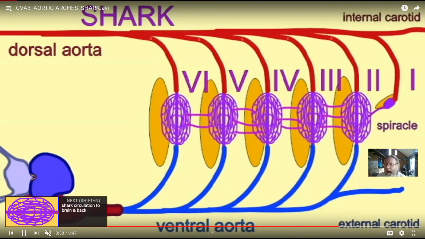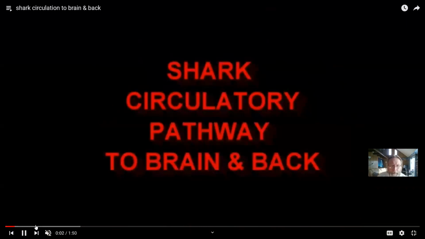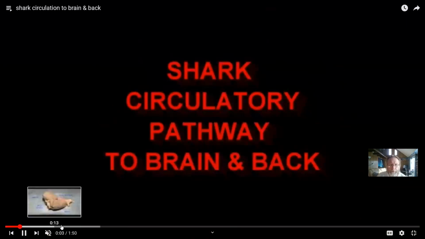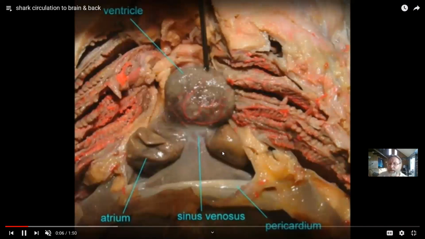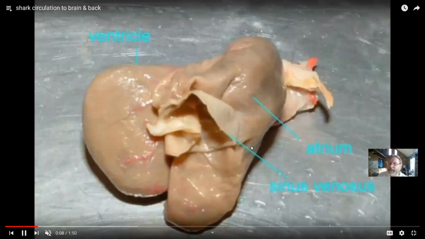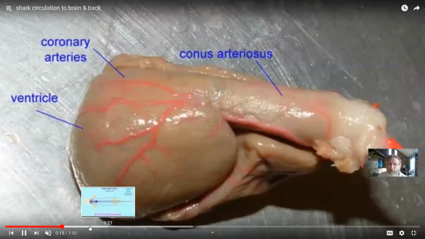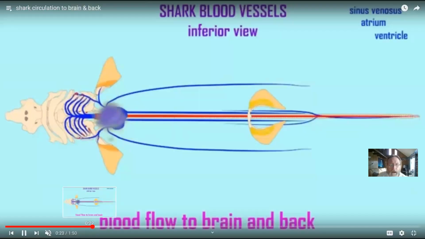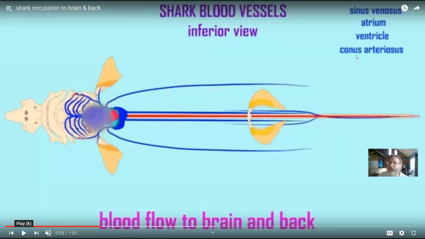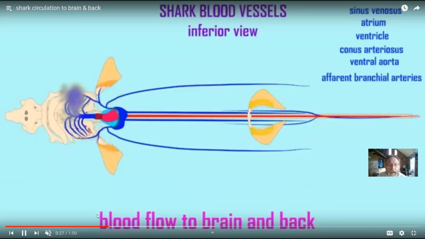So if you were to ask how sharks are getting blood to their brain and back. They have blood coming into the sinus venosus, into the single atrium, into the single ventricle, out then the conus arteriosus here. Okay, and then we could trace the pathway. So sinus venosus to the atrium, to the conus arteriosus, to the ventral aorta.